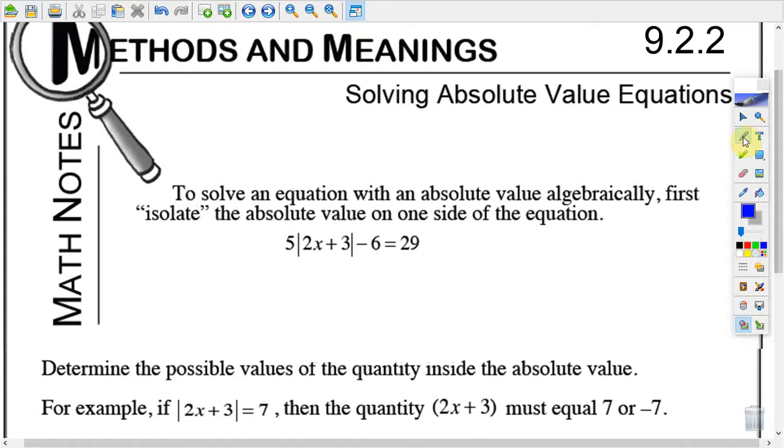Alright guys, here we are in section 9.2.2. We got a math notes video today on solving absolute value equations.